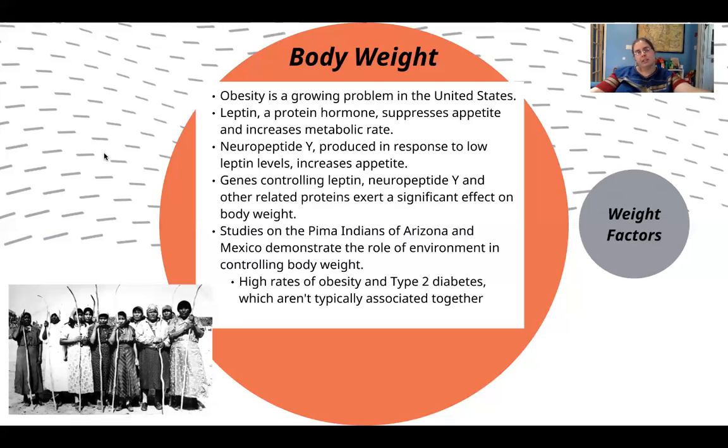They have done studies with the Pima Indians, who are found in Arizona and Mexico. And what they've noticed by studying them is the role of environment in controlling body weight. What I mean by that is you actually see higher rates of both obesity and type 2 diabetes.